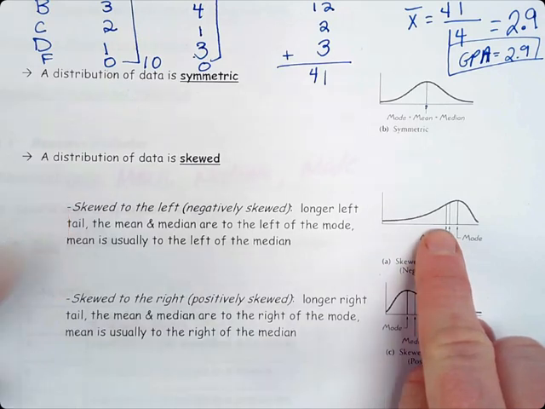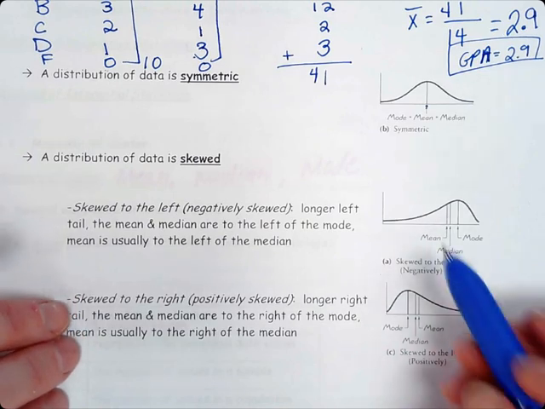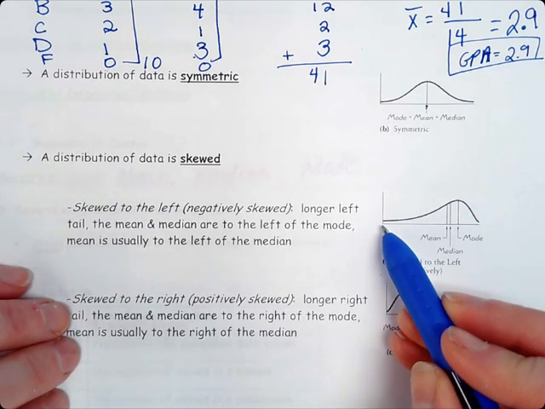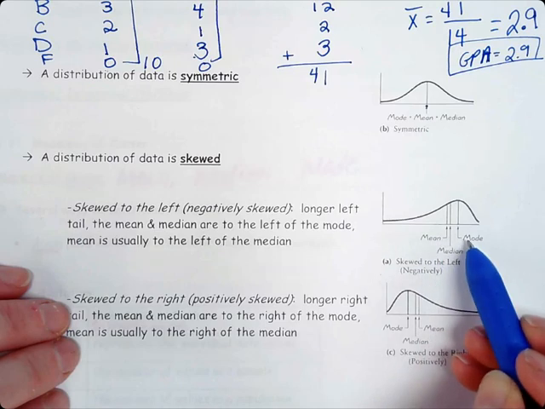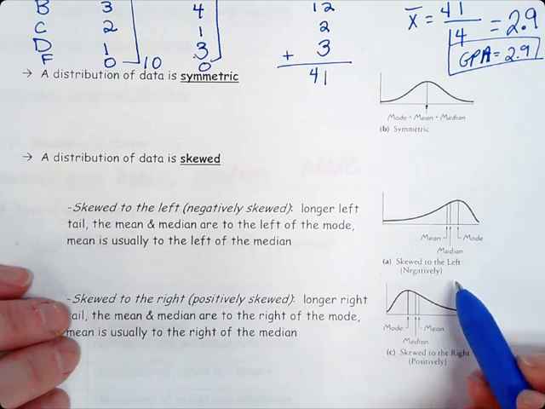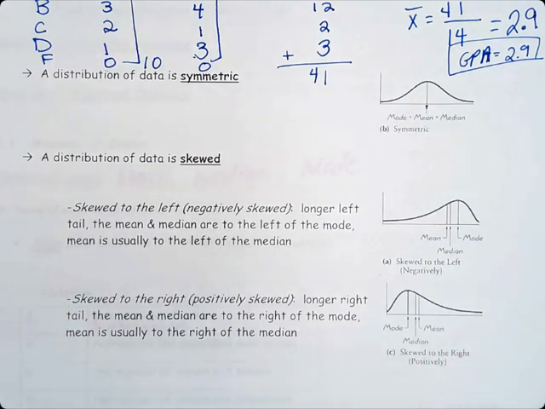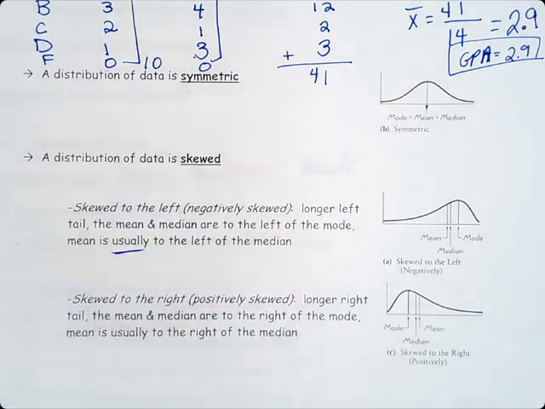It's left skewed. Y'all remember that picture of the toes? Left foot, the pinky's on the left, skewed. Your mean is on the left, your mode is up top, and your median. The longer left tail, the mean and median are to the left of the mode. Mean is usually, so make sure you pay attention to that. Usually, it doesn't always happen, but it's usually to the left of the median.